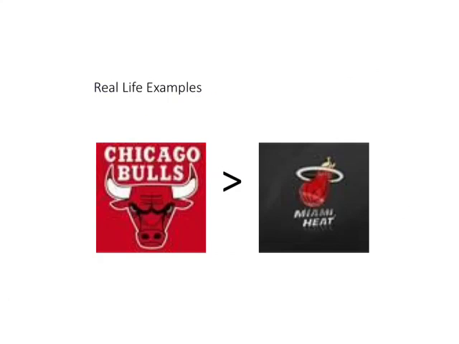All right, let's go ahead and jump into some real life examples of inequalities. Here we have the Bulls are greater than the Heat. Obviously the Bulls are much better than the Heat this year. They got Doug McDermott. LeBron's gone. So the Bulls are greater than the Heat.